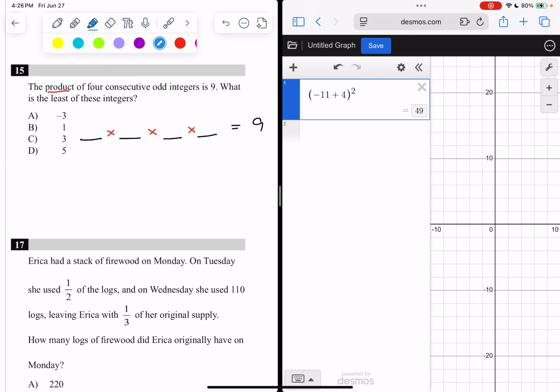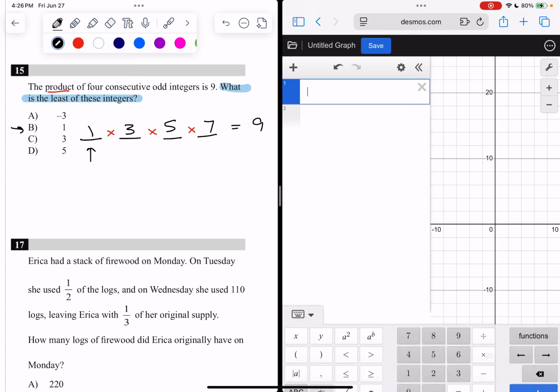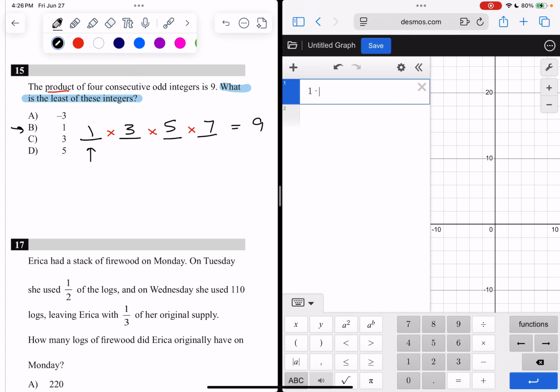Now, what is the least of these integers, the smallest of these integers, so the one that would go right here? Well, let's start in the middle. Let's start with 1. So if that's 1, the next consecutive odd integer would be 3. The next one after that would be 5, and then 7. Now if I grab my calculator and I do 1 times 3 times 5 times 7, oh, that's way too big. So not only can I eliminate 1, I can also eliminate 3 and 5.